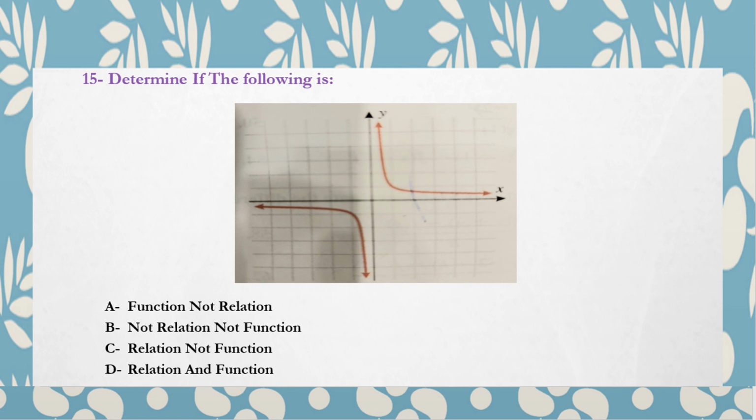So here we would like to test this graph by the vertical line test. We would draw a vertical line like this to intersect the graph. And in this test, the vertical line intersects the graph in only one point, so this is a function. But if the line intersects the graph in more than one point, this wouldn't be a function. So this relation is a function, and the correct answer is D. This is a relation and a function.